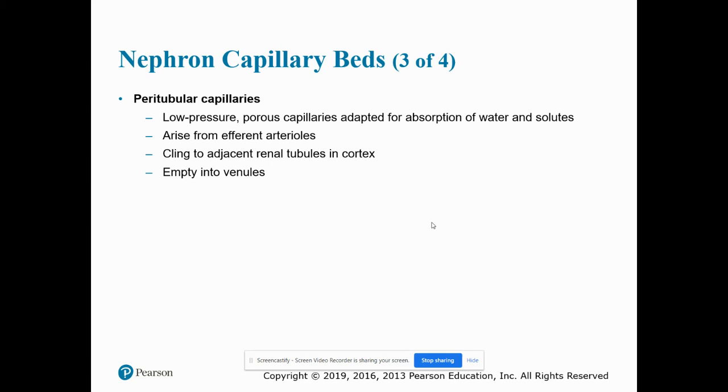The peritubular capillaries are low pressure porous capillaries that are adapted for absorption of water and solutes. Again, they arise from the efferent arterioles and they cling to adjacent renal tubules in the cortex and empty into venules.